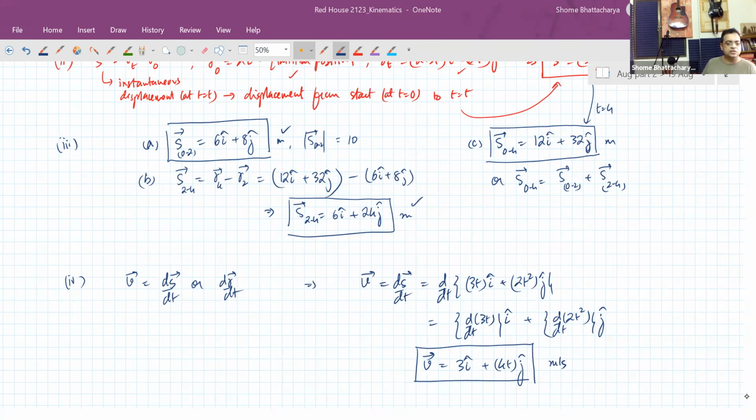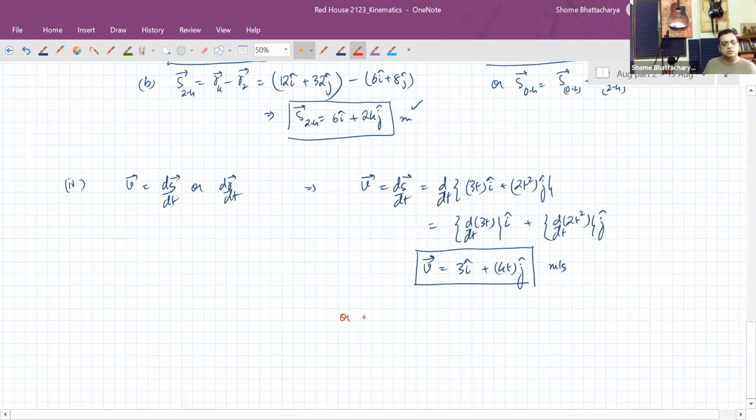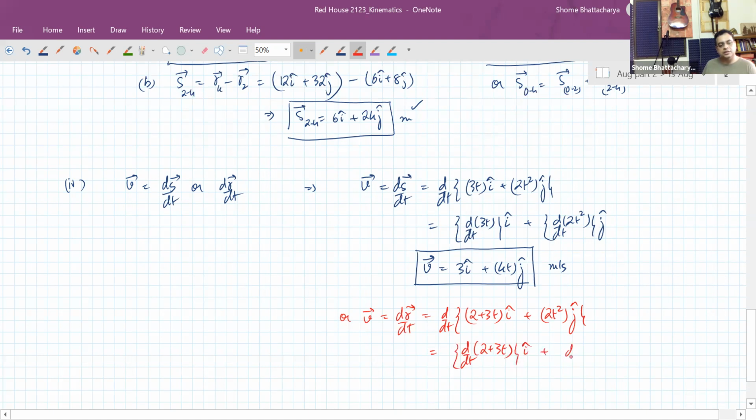Okay. And now you can see that instead of this, if we had used this, it would have been the same. It will give us the same answer. Logically, it is the same thing actually. What was the position? It was, I think, 2 plus 3t, right? That 2 is a constant. So when you differentiate it, it doesn't make any difference. That is why ds by dt is one and the same thing as dr by dt. That's why we can use either of the two to describe instantaneous velocity. So whichever definition you go by, velocity is this.